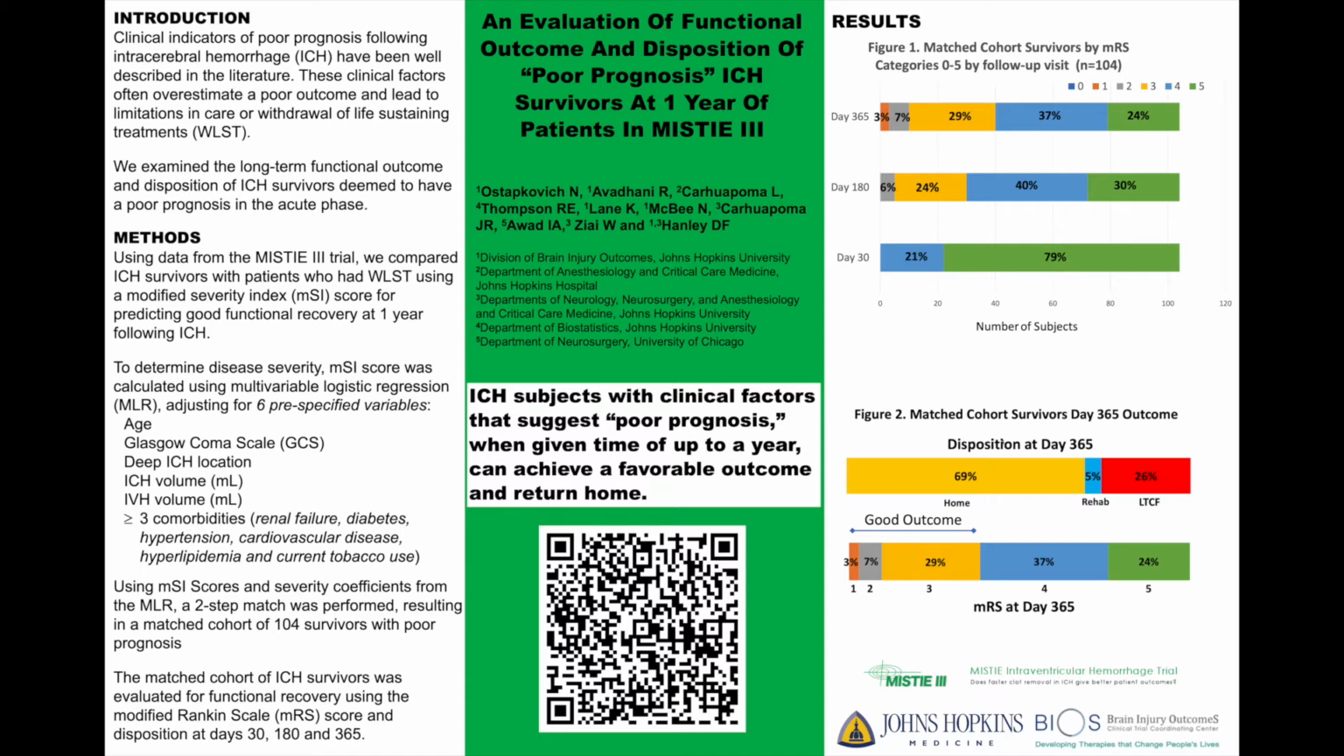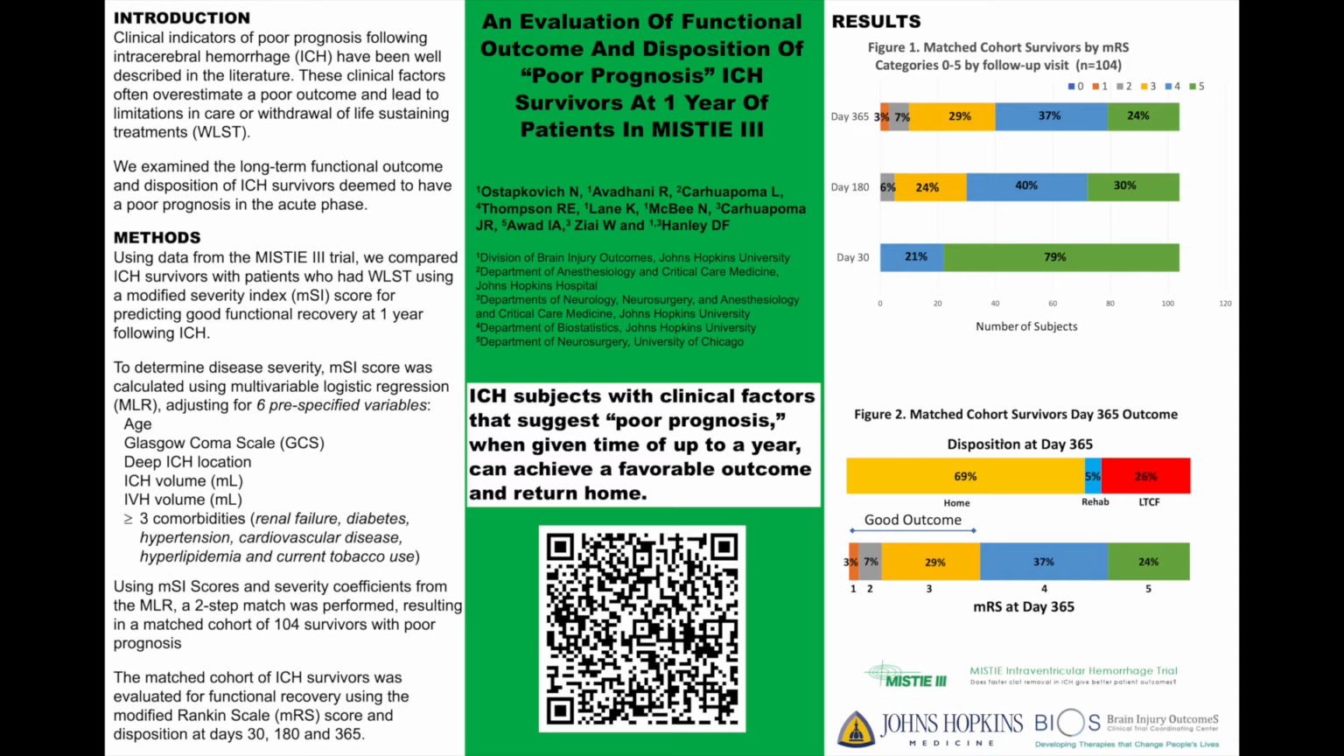The final cohort was then followed for physical recovery and living location at days 30, 180, and 365 following ICH. Physical recovery was evaluated using the modified Rankin score, with a Rankin of 0 to 3 considered to be a good outcome. As shown in Figure 1, at day 30, all patients were a Rankin 4 or 5. 40% were still in the acute care facility, 44% had progressed to rehab or home, and 17% were in a long-term care facility.